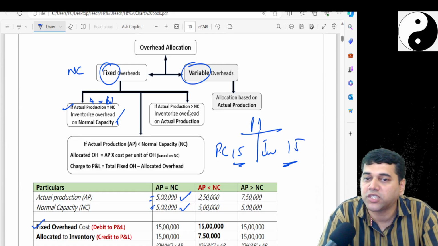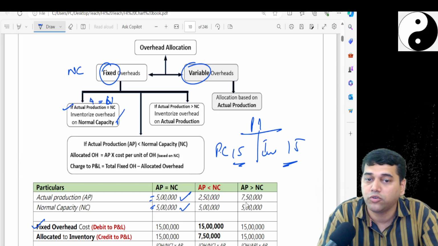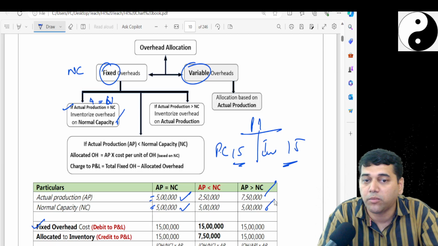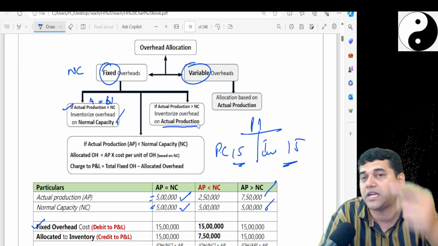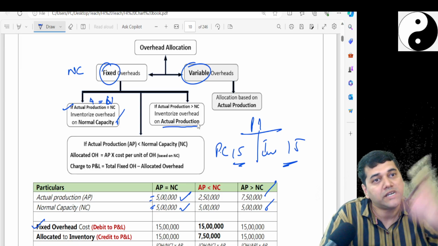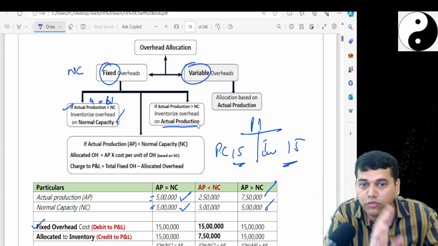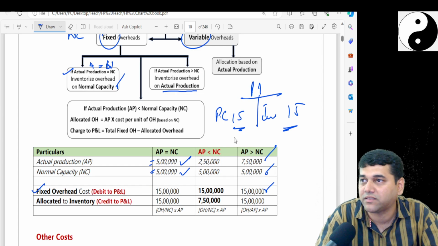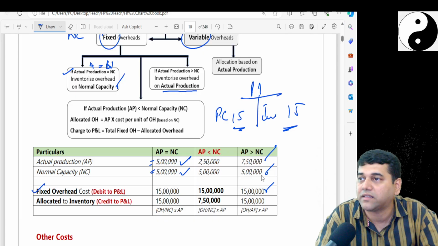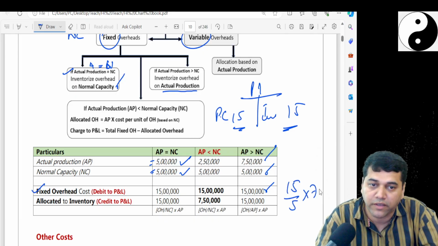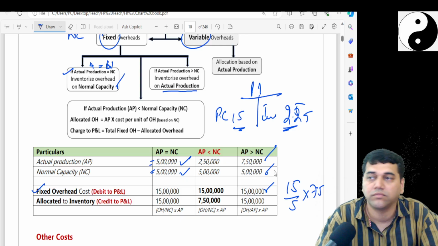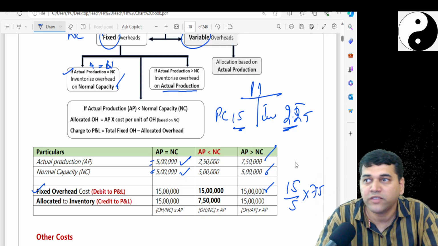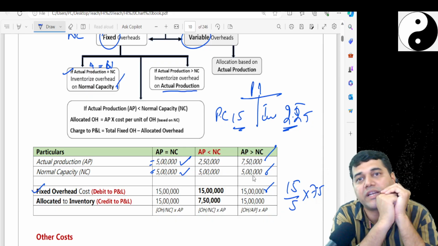Now, if the actual production exceeds normal capacity, so 7,50,000 is the actual production, normal capacity is 5 lakhs, then you should charge based on the actual production. Because if at this point you start charging based on the normal capacity, you inventorize more than what you have actually incurred. I'll give you this example again. How much you incurred? 15 lakhs. How much is your normal capacity? 5 lakhs. So 15 divided by 5 into 7.5. If you do this, your inventory cost comes to 22.5. Correct? So it makes no sense. You didn't incur the cost, how can you inventorize?